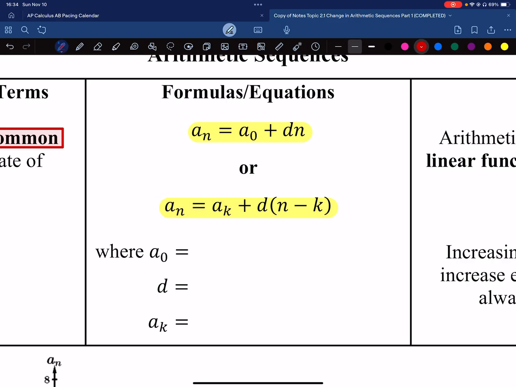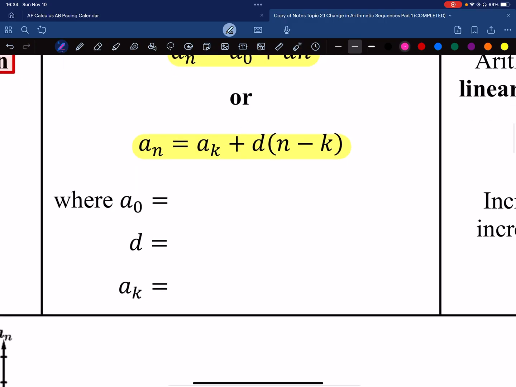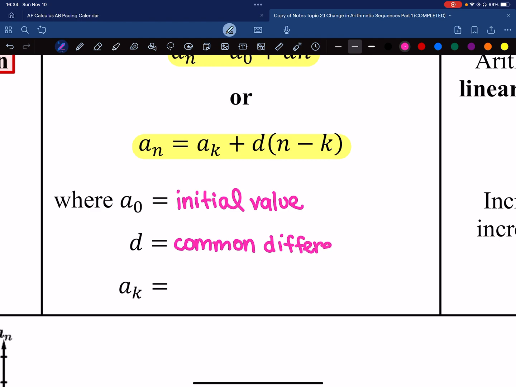Okay, so a sub 0 is going to be known as the initial value, which is also like the y-intercept. D is our common difference. That's the variable we'll use to denote the common difference. And a sub k is the kth term in the sequence. This will be the same for a sub n as the nth term in the sequence.